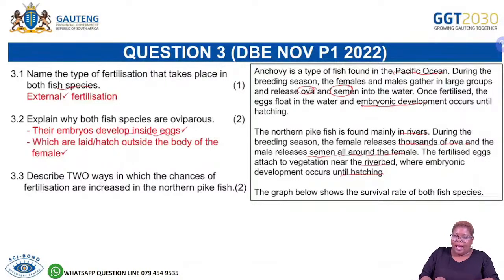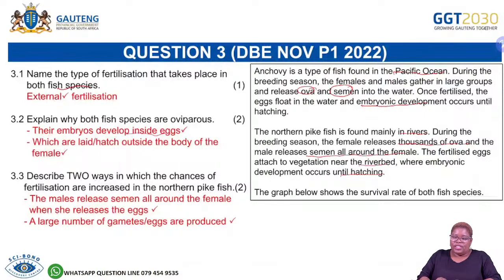Okay, describe 2 ways in which the chances of fertilization are increased in the northern pike fish. So if you get stuck, you go back to the scenario that is given and refer. All right. So if you are to describe 2 ways in which the chances of fertilization are increased, remember, in water, the fish would lay many as number of eggs.